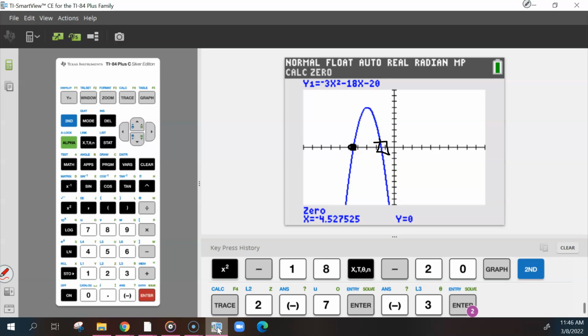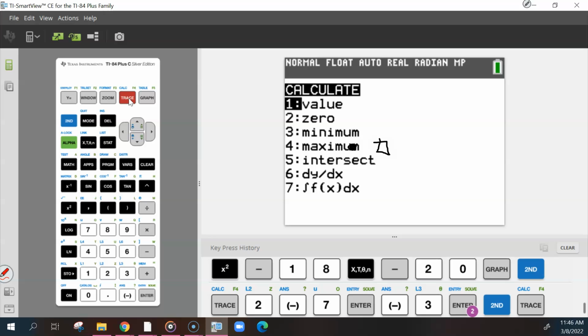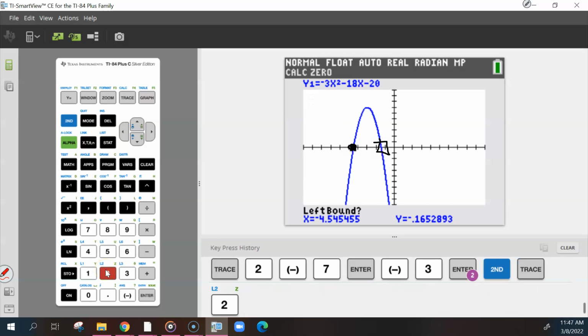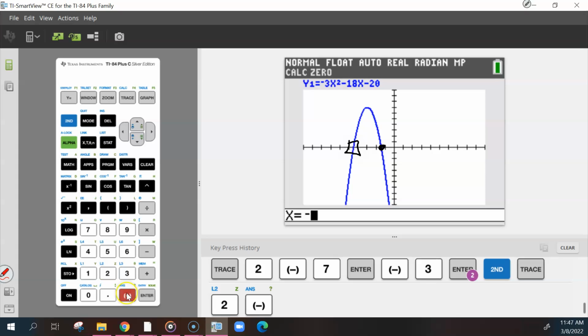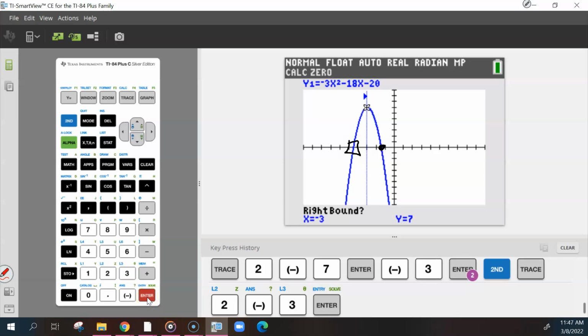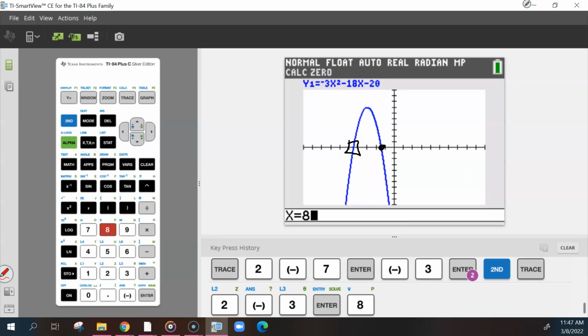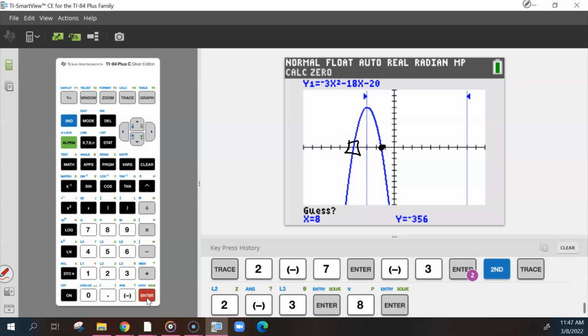And then do the same thing for the other solution. Second trace, we're looking for a 0. But now we're looking for something to the left of this that doesn't go past this point. We could use that same number, negative 3. And then something to the right. Really, anything would work. And then once you have those boundary lines, hit enter again.